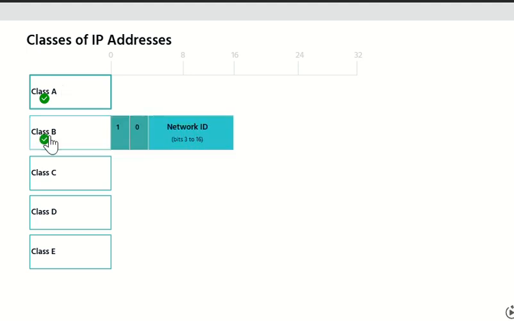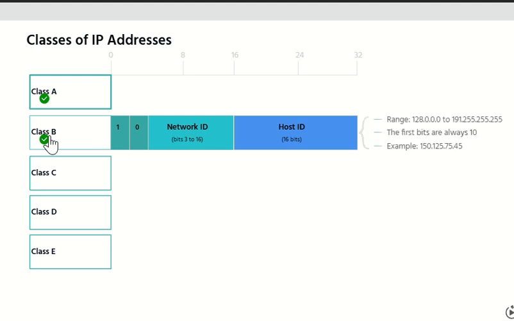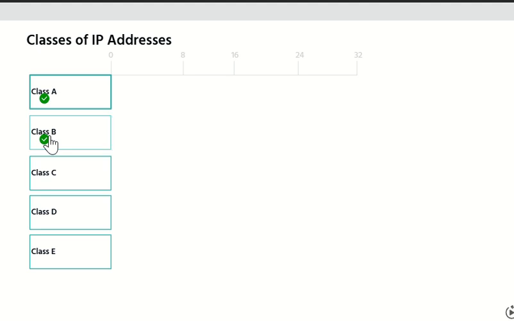Class B was designed for networks with a larger number of subnets but with a fewer number of hosts per subnet. Class B's range is 128.0.0.0 to 191.255.255.255. The first bits are always 1 and 0. Example, 150.125.75.45. Select the next option.